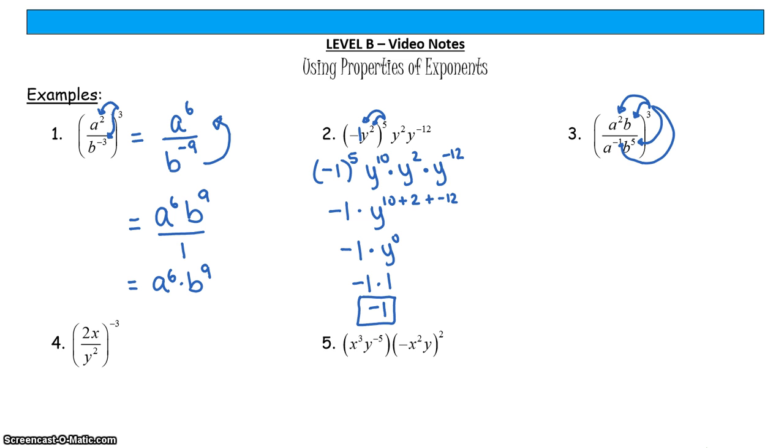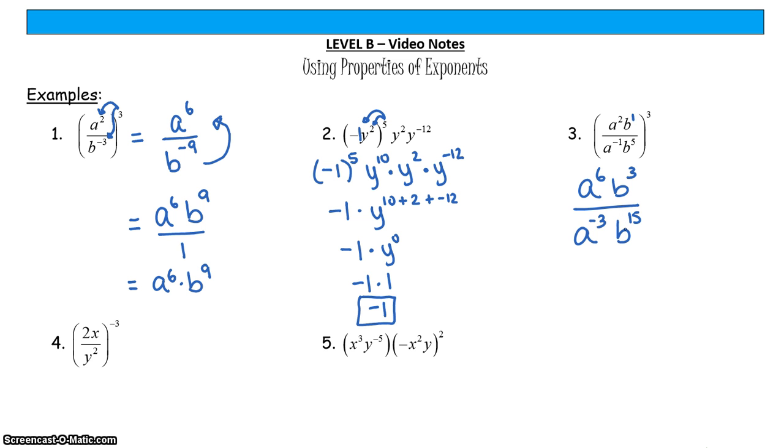I'm going to just erase what I just did just because I don't want it to get too sloppy, and rewrite it. Alright, A, 2 times 3 is 6. B, 1 times 3 is 3. A to the negative 1 times 3 is negative 3. And 5 times 3 is b to the 15th power.